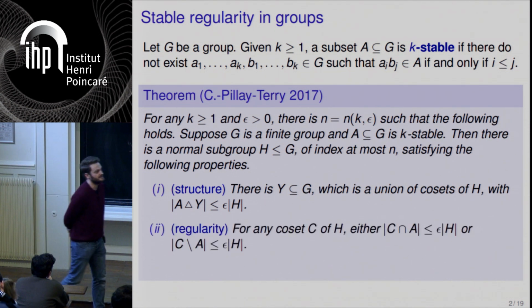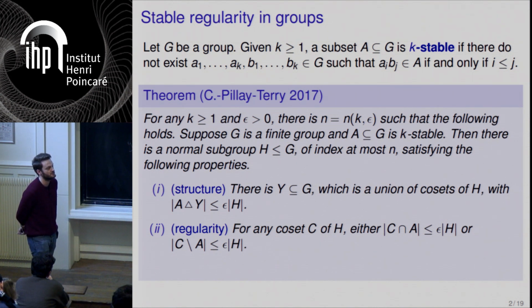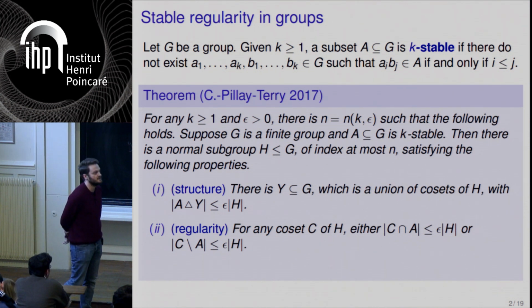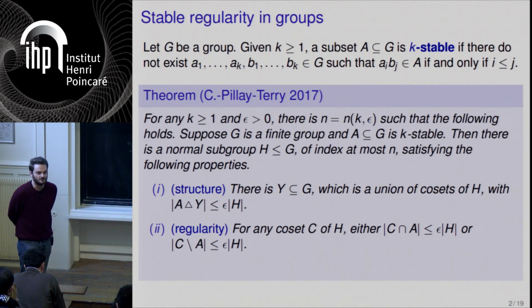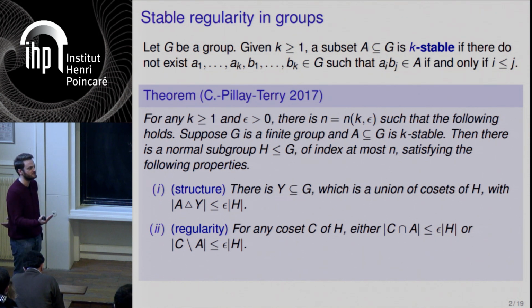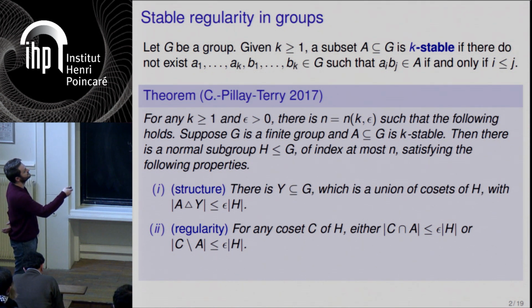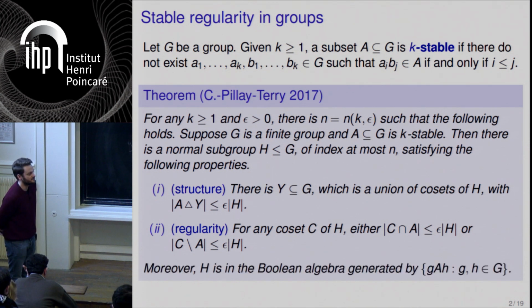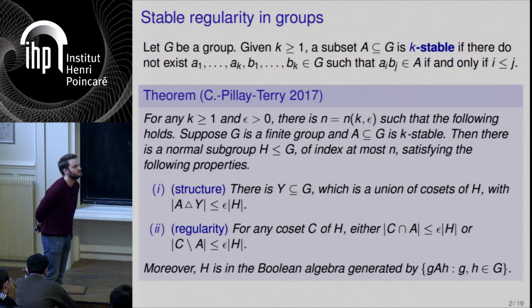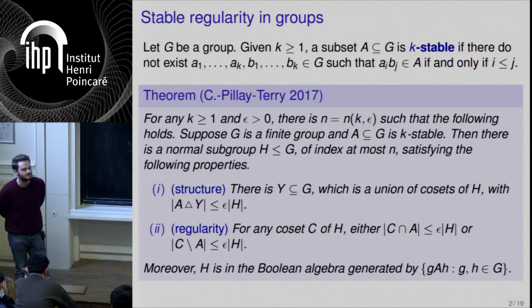So immediately from that, I get this regular behavior with respect to cosets of the subgroup H. For any coset, either the intersection with A is small, or the intersection with A is almost the whole coset. And this is immediate from 1, because I just take a coset and ask, is it in the union Y? If it is, I get it's almost everything. If it's not, I get it's almost nothing, because of this slightly improved error, epsilon times the size of H. And then, as someone asked in the last talk, we also get that H is definable from the set A. In particular, it's in the Boolean algebra generated by translates of A.